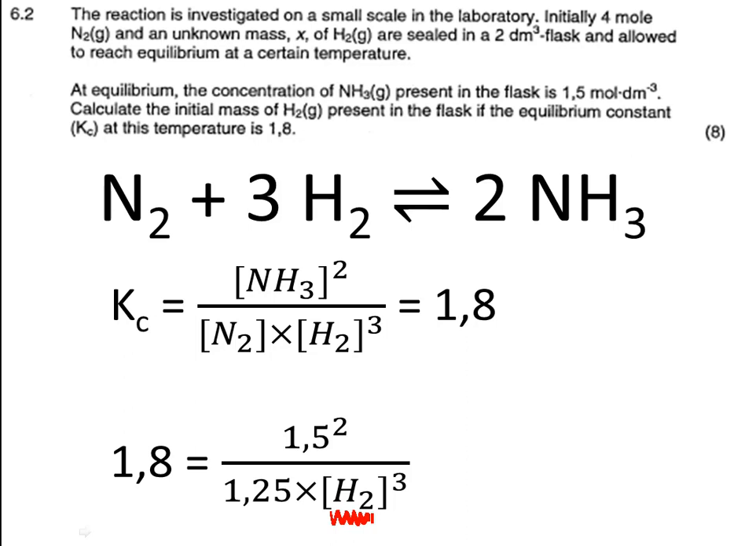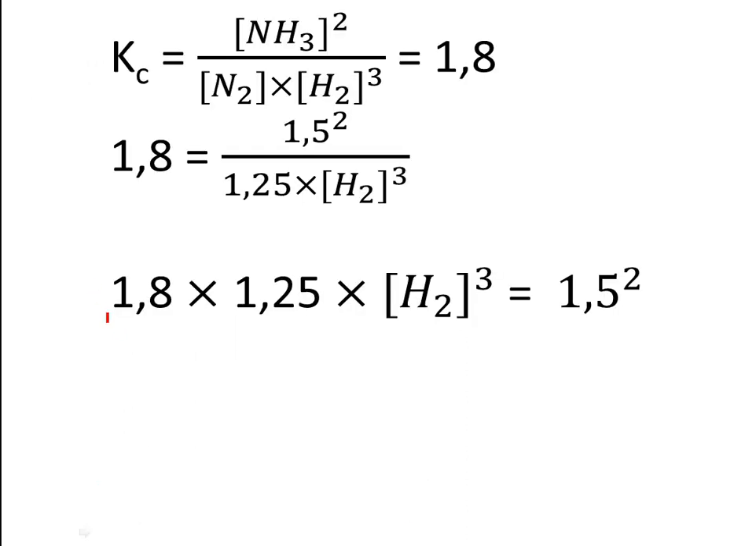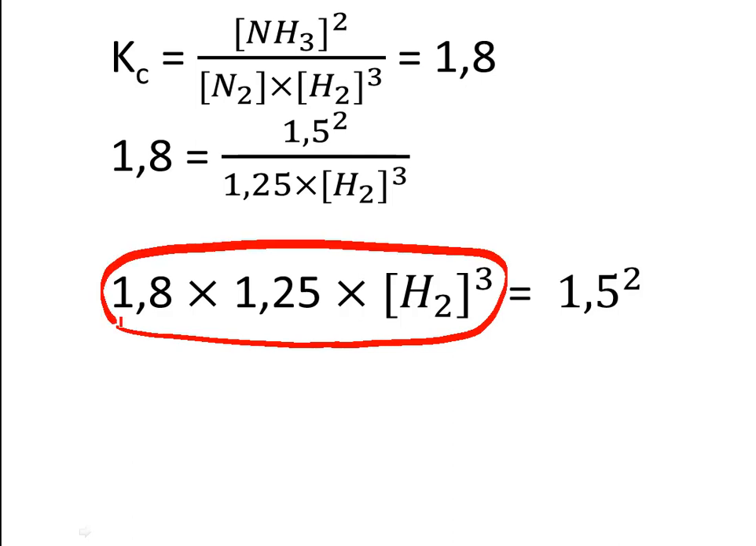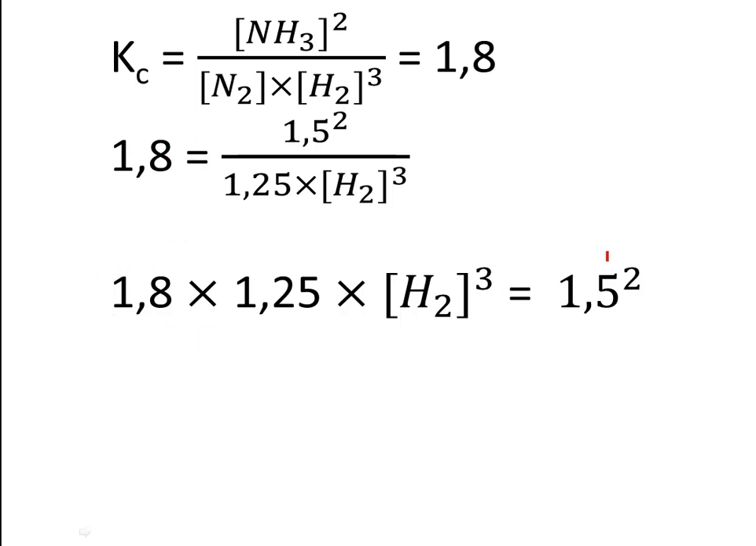We need to manipulate this equation, though, to solve for the concentration of hydrogen. How are we going to do that? Perhaps the easiest way to see it is that this is also a fraction, 1,8 over 1, and we're going to cross multiply. We're going to multiply 1 by 1,5 squared, and we're going to multiply 1,8 by all of this. So there we've done that. So here we've multiplied 1,8 by 1,25 and by the concentration of hydrogen raised to the power 3. And all of that is equal to 1,5 squared.